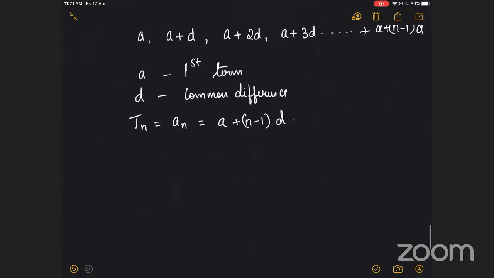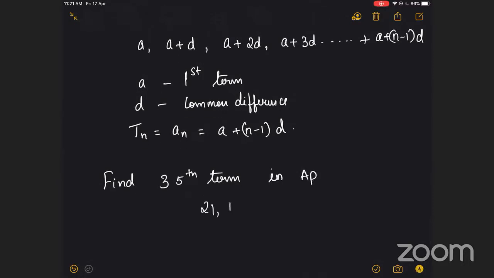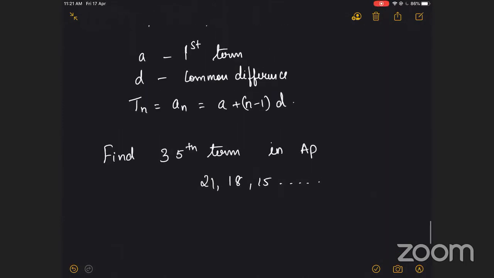So let us check one more example to understand the terminologies we have used better. We need to find the 35th term in the AP which is 21, 18, 15, and so on. We need to find the 35th term. So here n is given as 35.